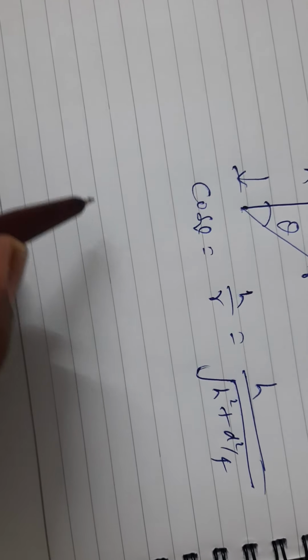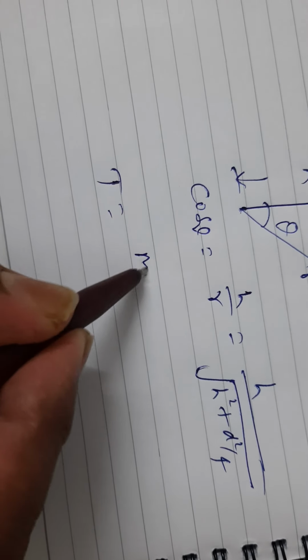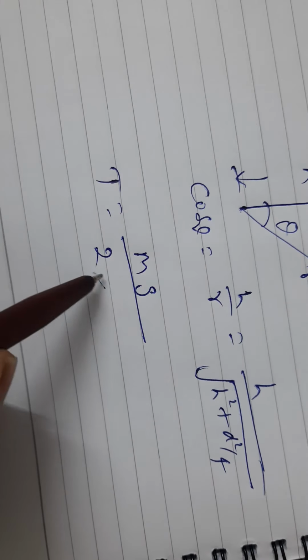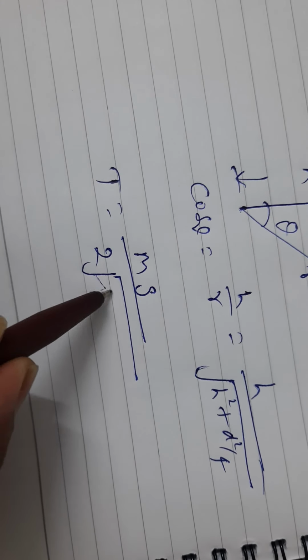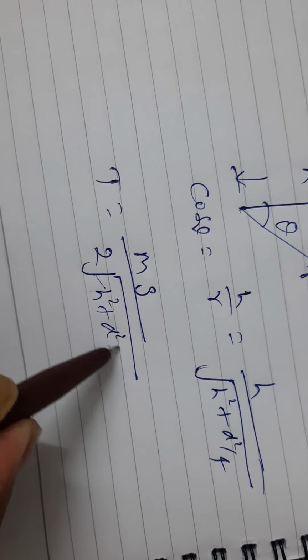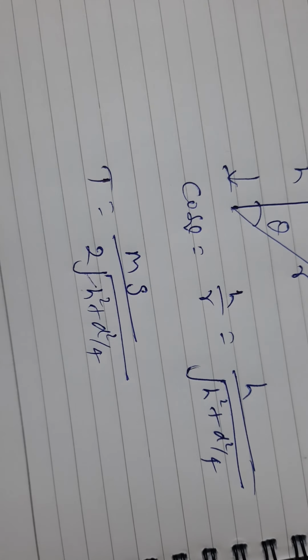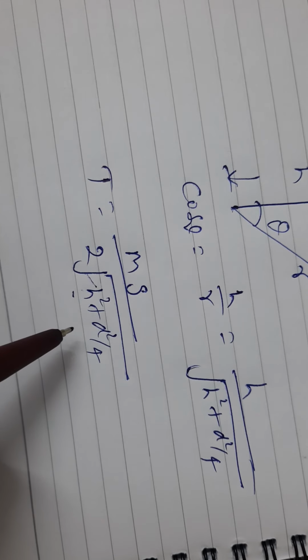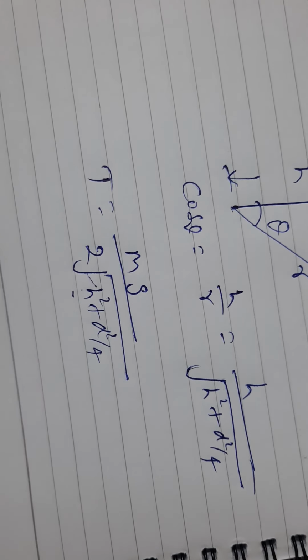Now the situation becomes quite simpler. It is mg by 2 cos theta. In place of cos theta I write H over the root of H square plus D square by 4. You can further simplify it taking 4 as common, and root of 4 will be 2.